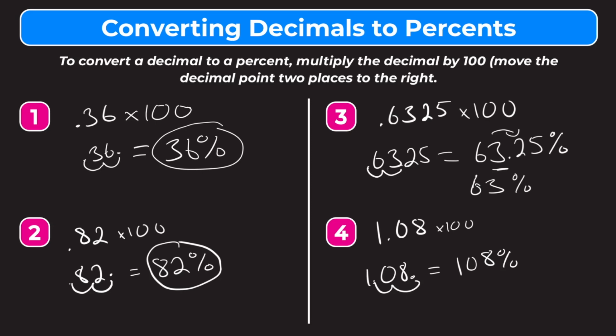So those are the 4 examples. Like I said, converting decimals to percent is typically one of the easier conversions that you'll have to do.